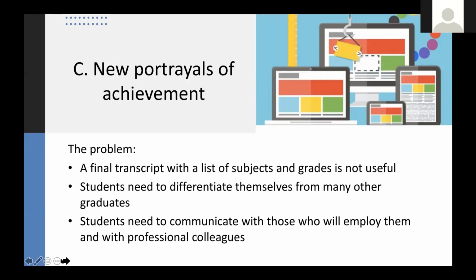And employers don't take much interest in grades. I don't know what it's like in Chile, but most countries I know, employers are very skeptical of grades because they don't think they're a meaningful indication of what employees can do. So students need to be able to communicate with those that will employ them and with professional colleagues. So we need to find new ways of portraying achievement.